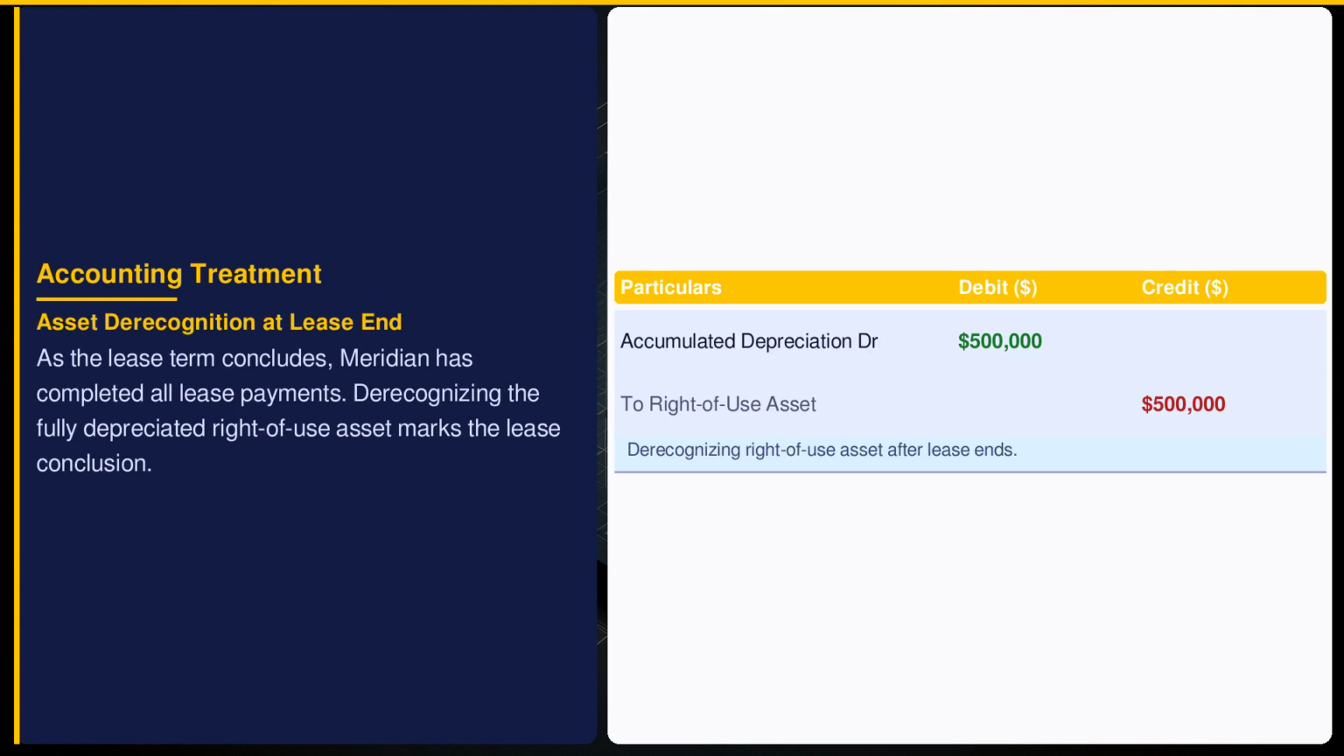Derecognition of the right-of-use asset signals the end of the lease. ASC 230 dictates this to reflect asset disposal. Meridian's balance sheet no longer holds the asset, demonstrating the completed lease lifecycle.